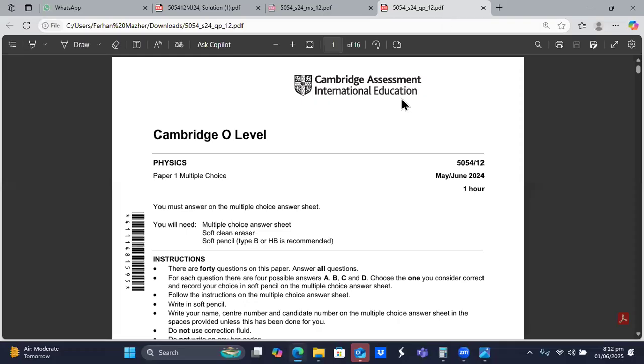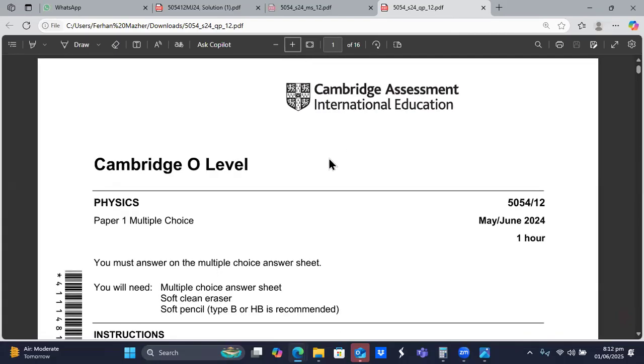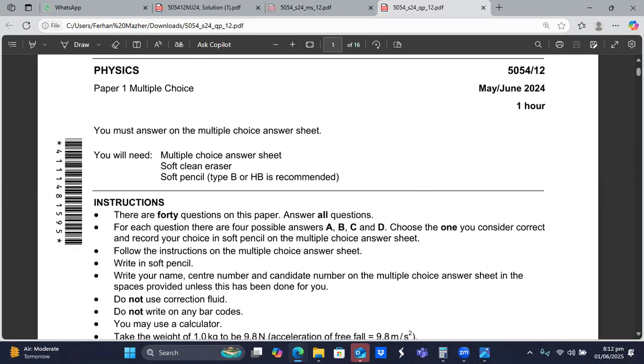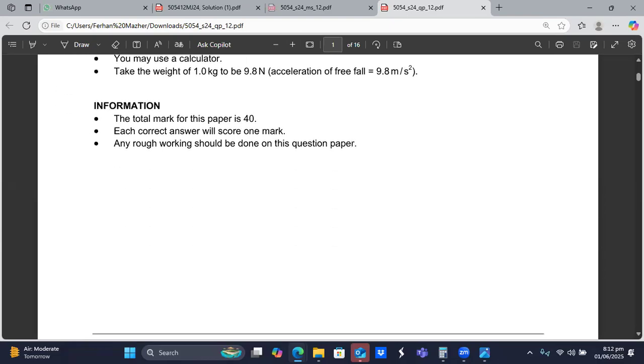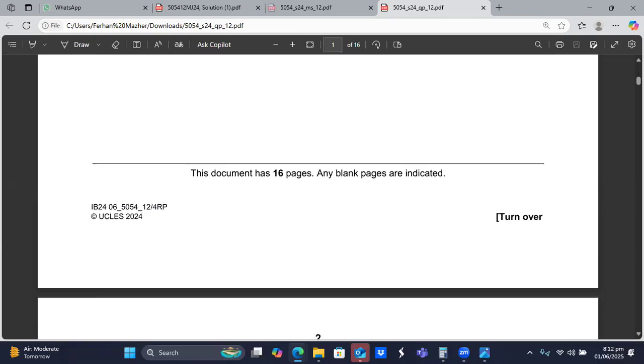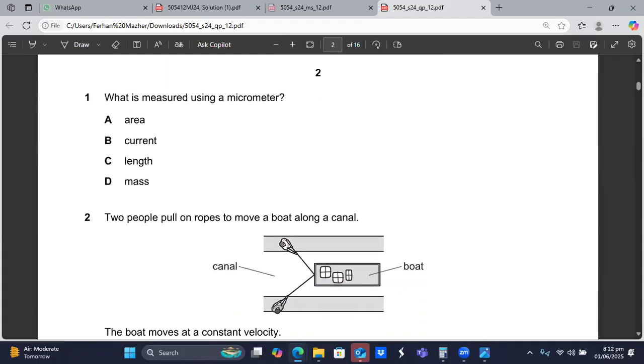So on your screen, the May-June 2024 1-2 paper is showing up. The time allowed for this paper is 1 hour. There are 40 MCQ questions, and we have to select the correct option out of the given 4 options. So let's see question number 1 on your screen.